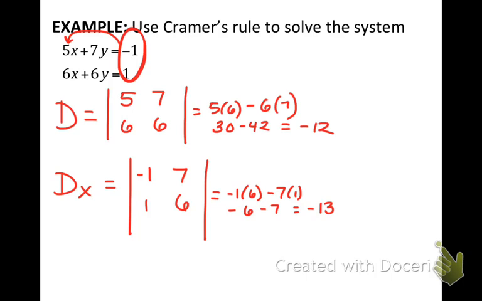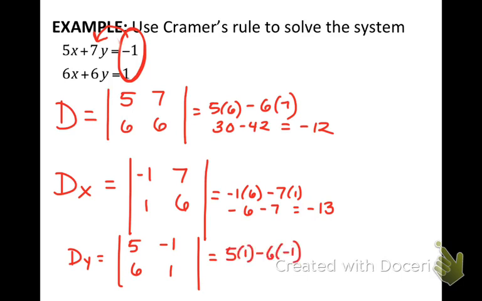D sub y, what are our coefficients going to be? Well, that means we're plugging in my negative 1, 1 in place of the coefficients of the y. So I get 5, 6, negative 1, 1, which gets us 5 times 1 minus 6 times negative 1. So 5 plus 6, which is 11.